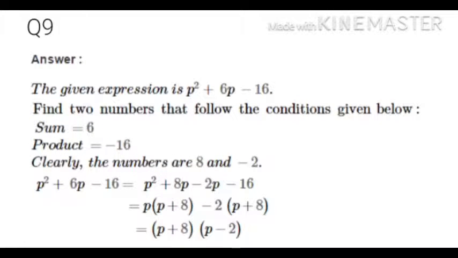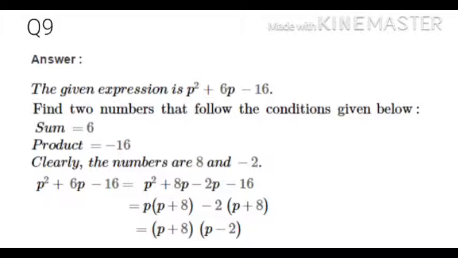Now question number 9, and the question is p square plus 6p minus 16. Find the two numbers that follow the condition given below. Sum is equal to 6 and the product is equal to minus 16. Now we have to take out the factors of 16. Then you will clearly know that the numbers are 8 and minus 2. Now p square plus 6p minus 16 is written as p square plus 8p minus 2p minus 16.